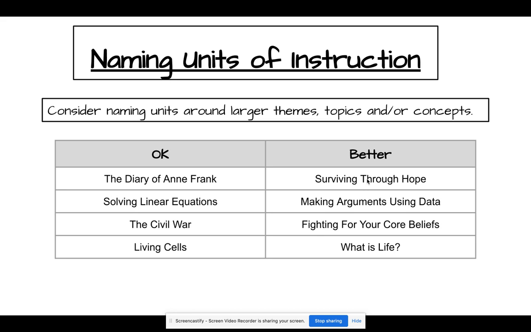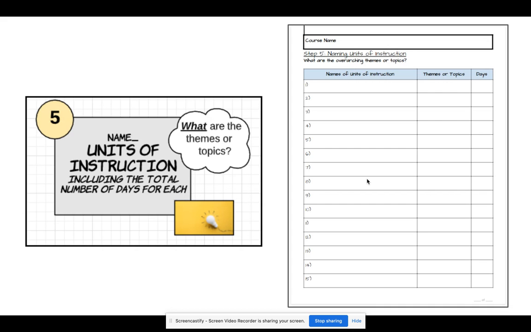Oh my gosh, how often does that happen nowadays, where people are fighting for their core beliefs? So there's some relevant connection between what you're really doing. And it's not just about the Civil War. They're getting the context of the Civil War, the dates, the generals, everything they need historically in terms of content. You're not sacrificing that, but it's about something bigger. Same thing with living cells: what is life? More to come on units of instruction.